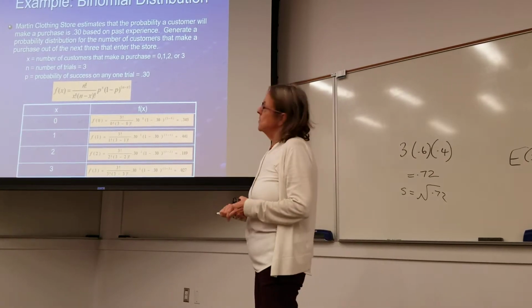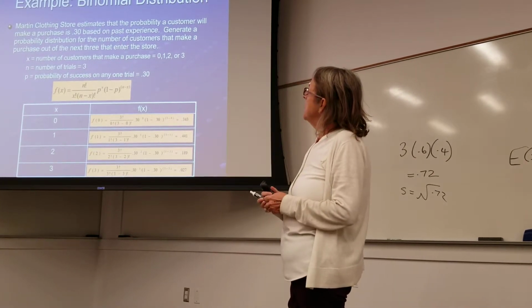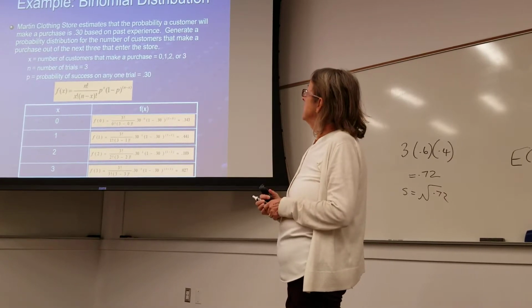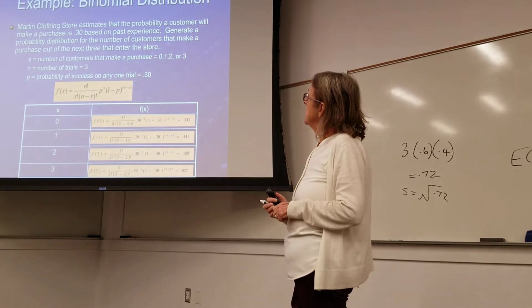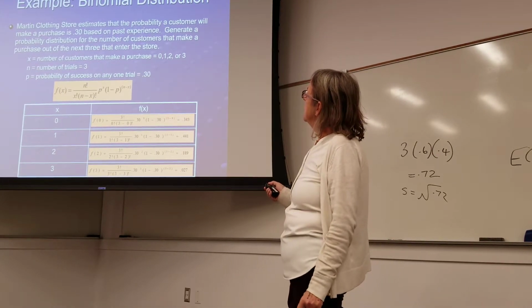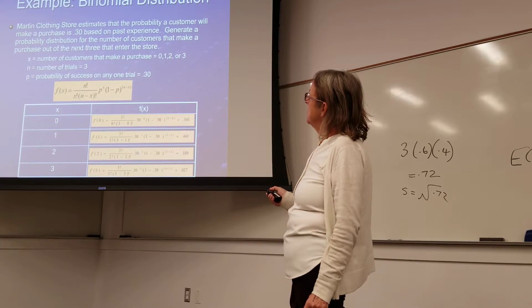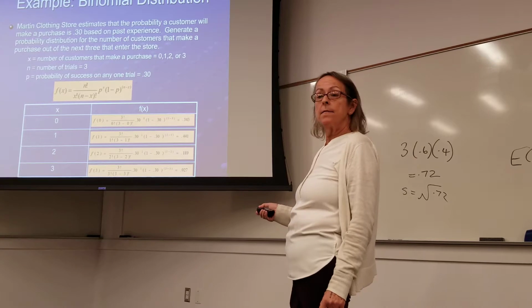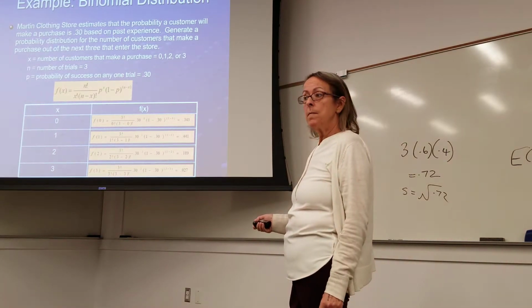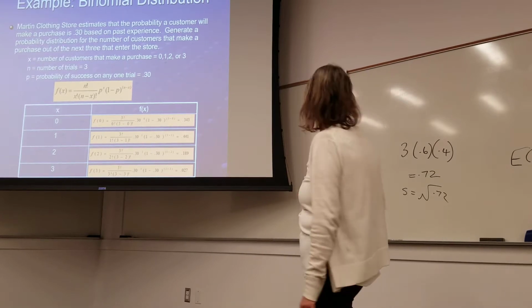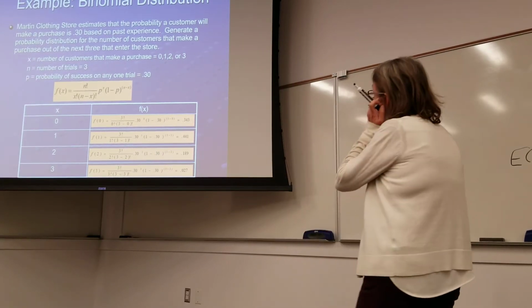Martin Clothing Store estimates the probability a customer will make a purchase is 30% based on past experience. Generate a probability distribution for the number of customers that make a purchase out of the next 3 that come in. Okay, so none of them might make a purchase, all 3 might make a purchase, or anywhere in between. So you would do what we did here.